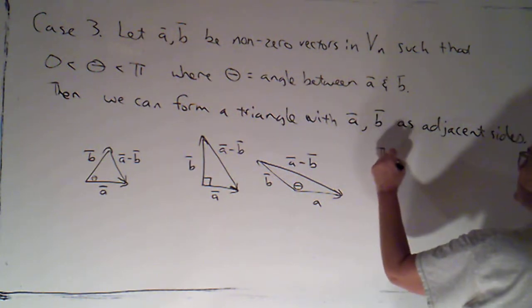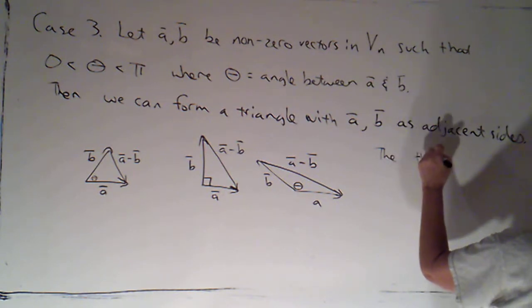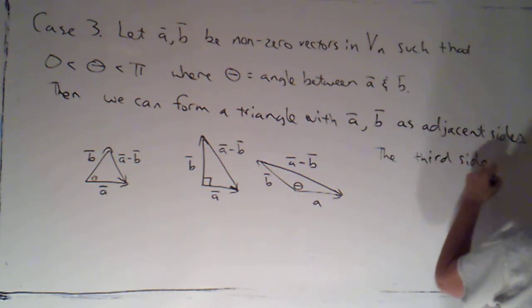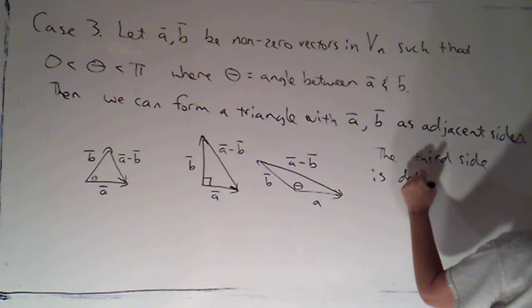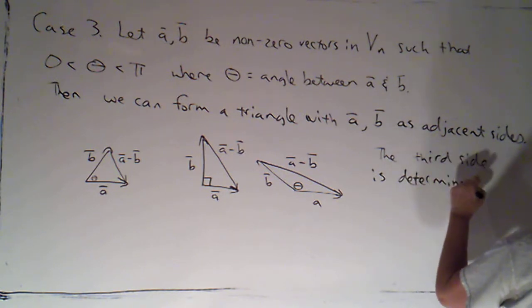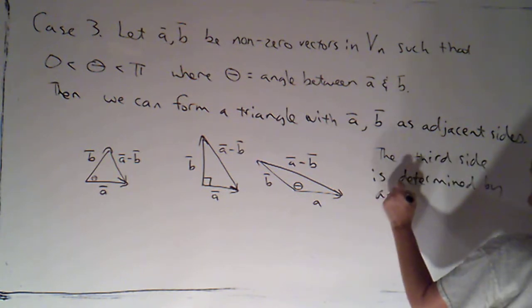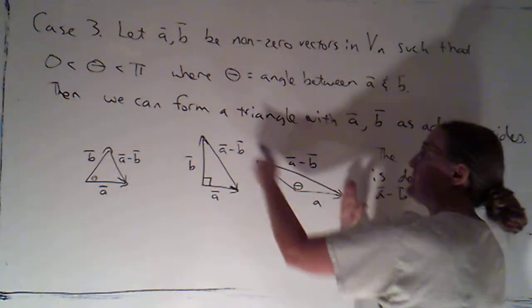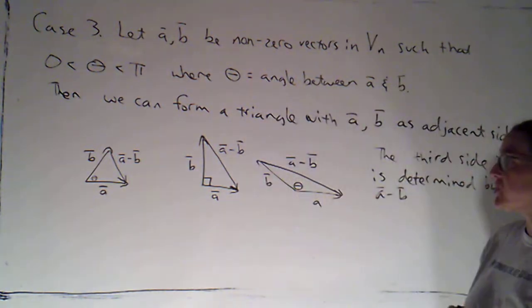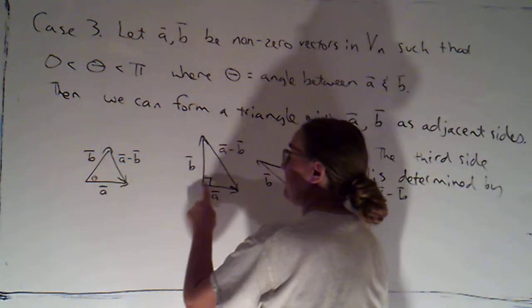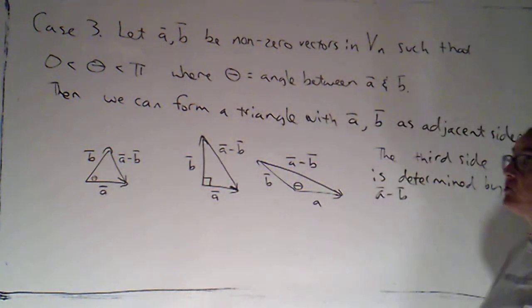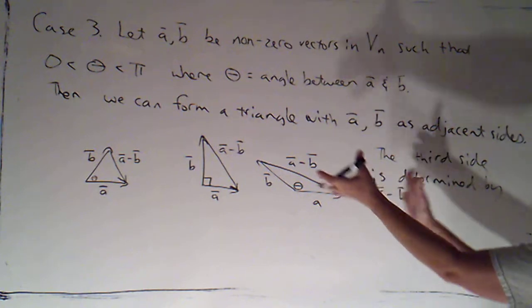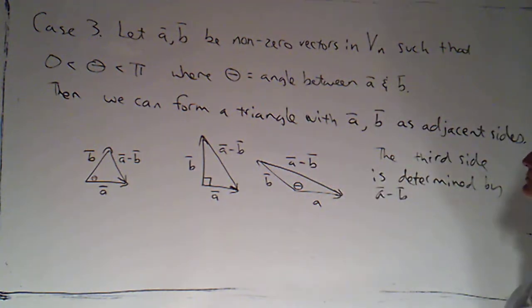Okay. And I'm just going to say that then the third side is determined by A minus B. Okay. Again, technically the sides are just the line segments, ignoring the directions. The directions are important just in determining that I've got this angle theta between A and B. Whatever it is, I'm going to have one of these pictures. Okay. Now, I can use the law of cosines.